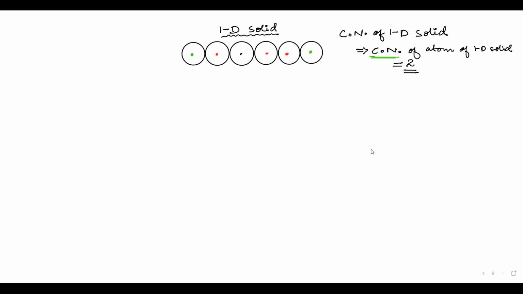Now let us come down and start thinking of a 2D solid. So let us first take an atom. I took an atom. Now I told the atom to go in this direction.